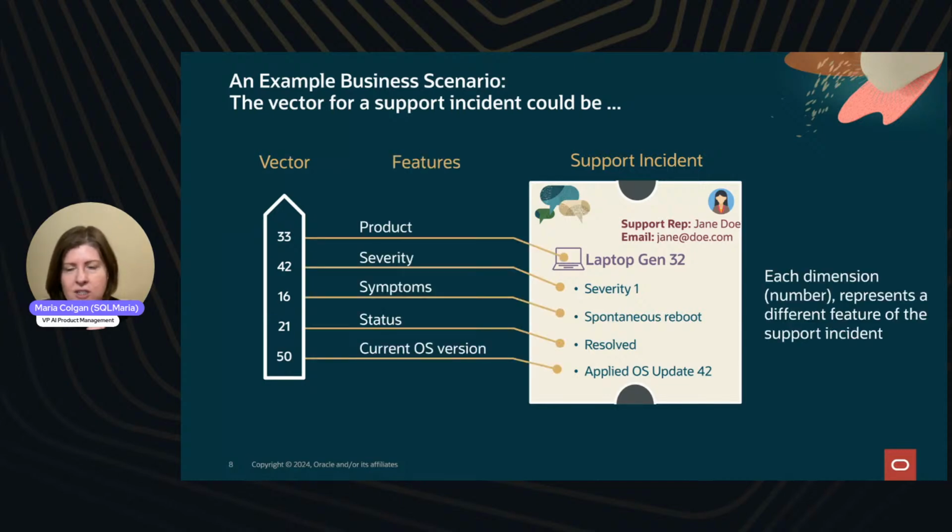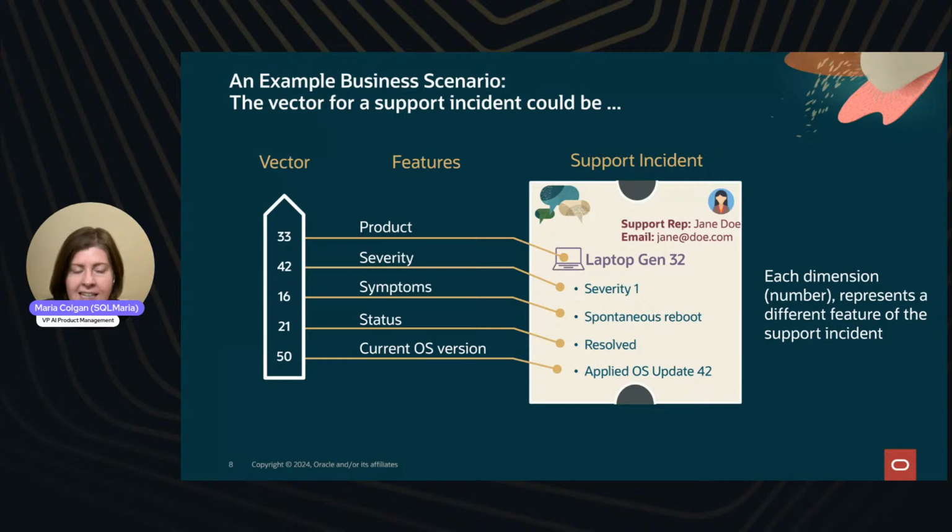The kind of information that we would put in the vector would be things like: what product was this support ticket for? What was the severity of it? What were the symptoms that the user reported? Maybe the system was spontaneously rebooting. What's the current status of the ticket, and what was the solution, or what is the current OS that that system is now running?